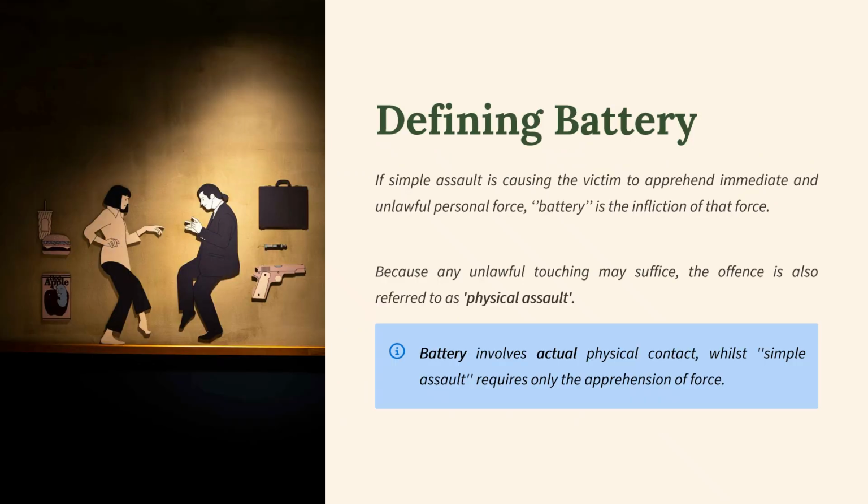So let's look at battery, defining battery. If simple assault is causing the victim to apprehend immediate and unlawful personal force, battery, also known as physical assault, is the infliction of that force, because any unlawful touching may suffice. The offence is also referred to as physical assault. Battery involves actual physical contact, while simple assault requires only the apprehension of that force.